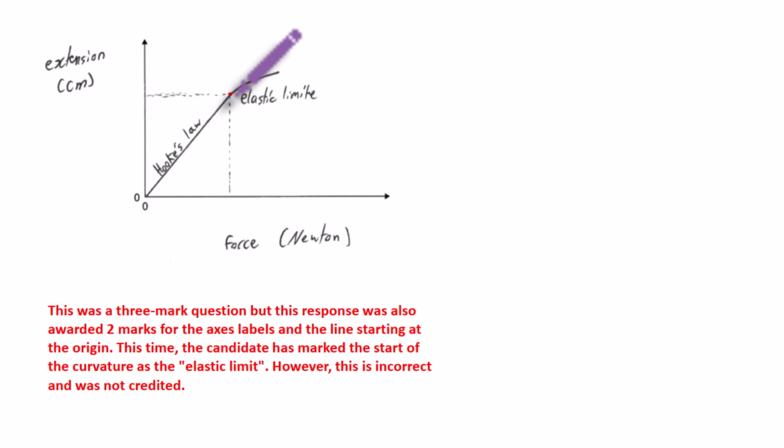The point up to which the material obeys Hooke's law is called proportionality limit, not elastic limit. So this point up to which the graph is a straight line is actually called limit of proportionality. It is not called elastic limit.